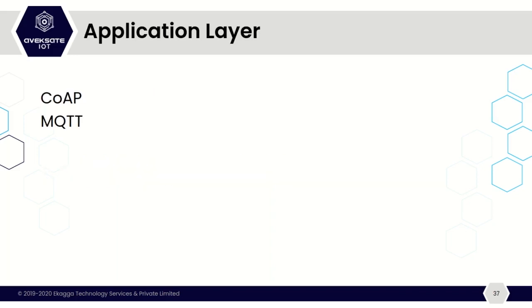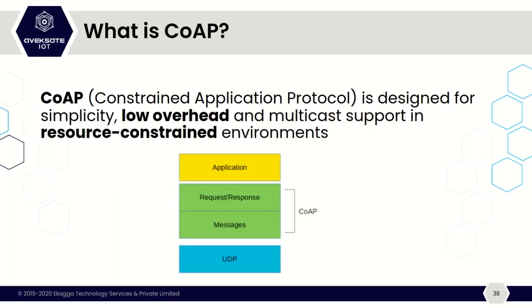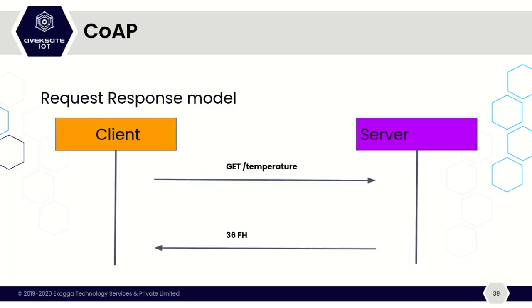But there are two protocols I would like to talk about here in the application layer. One is CoAP and the other one is MQTT. So what is CoAP? CoAP is designed for constrained applications, and the name itself is Constrained Application Protocol. It is designed for simplicity, with less overhead and multicast support, right? That is the prime focus of it, and it basically works on a request-response mechanism. It's a very simple, lightweight request-response model, where, let's say, a client can request a temperature or the time from a server, and then the server will return that data, right?